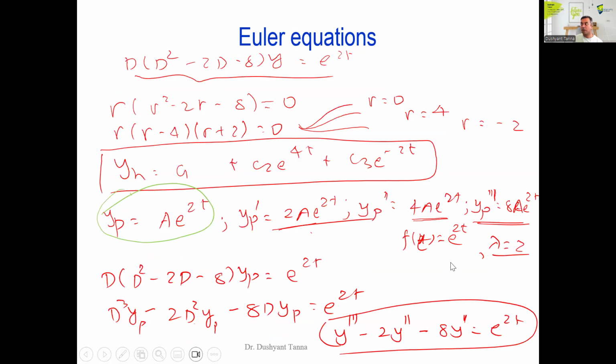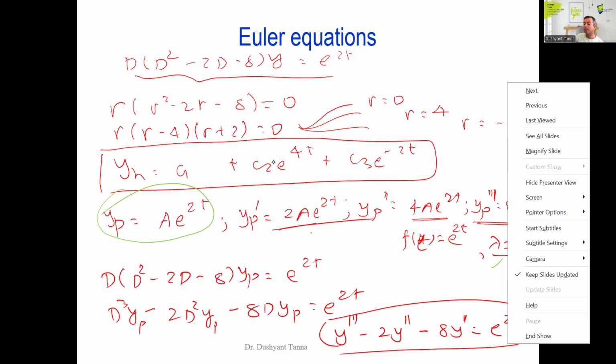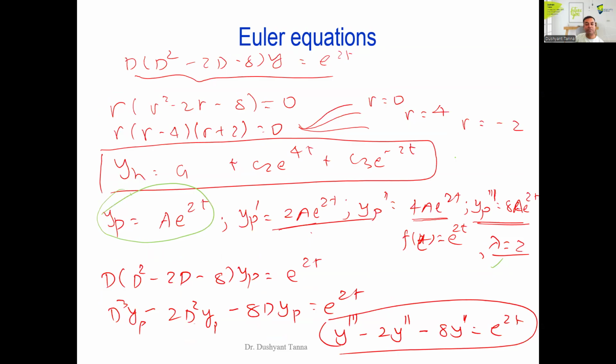In week 6, we talked about the form of f(x) and a corresponding yp that you will choose. And in week 7, we talk about special cases of that same table. So this belongs to week 6 content, where lambda equal to 2 is not a root of the characteristic equation. There, we were only talking about second order differential equations, so we were talking about 2 roots. Here we got 3 roots. Well, roots are 0, 4, and sorry, minus 2. Lambda equal to 2 is not any one of the roots.